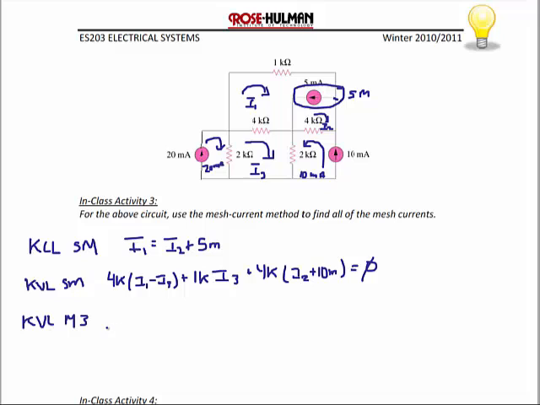And now since we have another mesh in the circuit, we also need to do KVL at mesh 3. Starting with the 2K resistor, that's going to be 2K times (I3 minus 20 milli) plus 4K times (I3 minus I1) plus 2K times (I3 plus 10 milli), because they're flowing the same direction, and set that equal to 0.